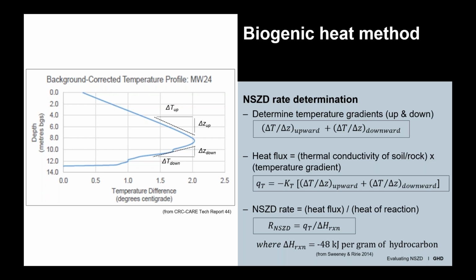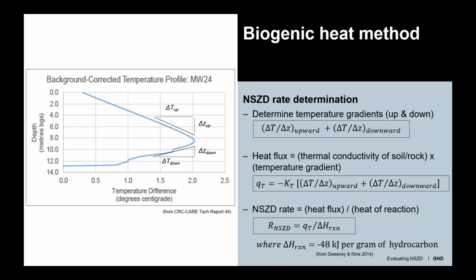So to find those temperature gradients, it's just the change in temperature divided by the change in the vertical distance, or delta T over delta Z. And then to calculate the heat flux, we multiply these up and down gradients by the thermal conductivity of the soil or the rock that's at the site. Typically, to find thermal conductivities we just use reference material for the thermal properties of the soil or rock, unless you actually know what's at your site.